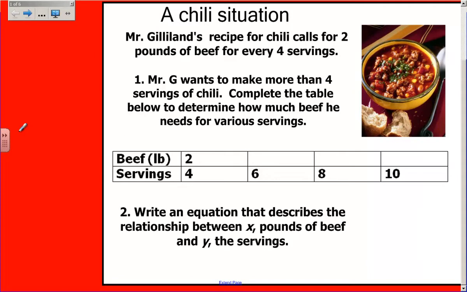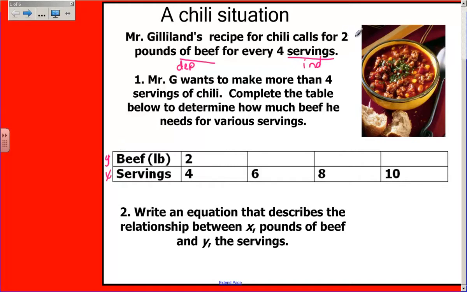Before I do anything, we need to talk about our two variables. I have pounds of beef and number of servings. In the problem situation we're dealing with, the amount of beef I need depends on how many servings I'm going to have. So the amount of beef is dependent and the servings is independent. That makes my servings X and the amount of beef Y. And that's going to be important for what we're doing in a minute so that we can finish filling in this table, because it's backwards at the moment from what we're used to.